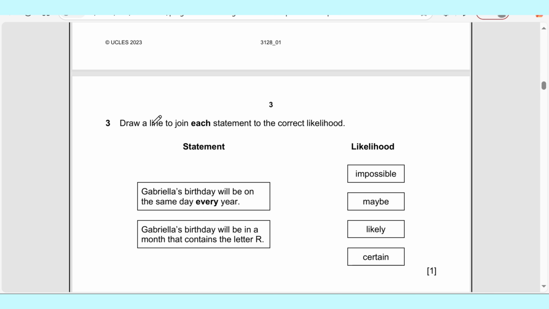Now we are in number 3. Draw a line to join each statement to the correct likelihood statement. Gabriella's birthday will be on the same day every year. Gabriella's birthday will be in a month that contains the letter R. Likelihood: impossible, maybe, likely, certain.